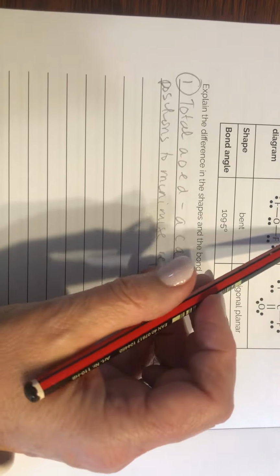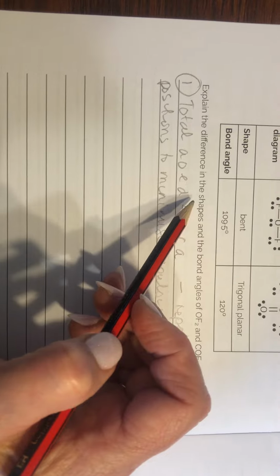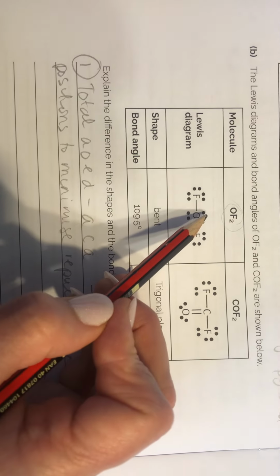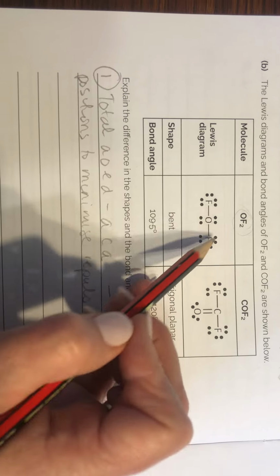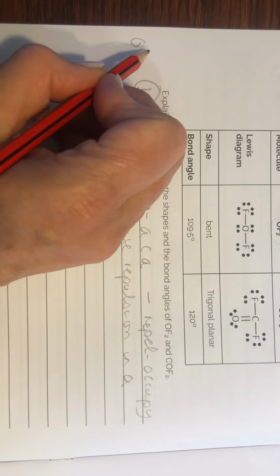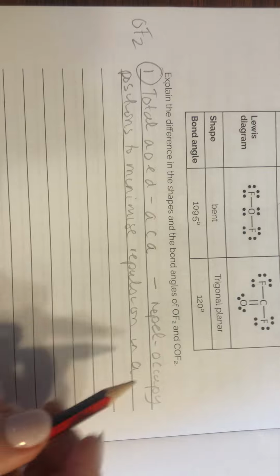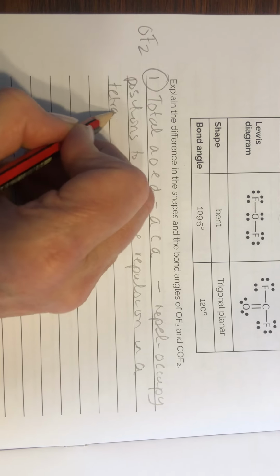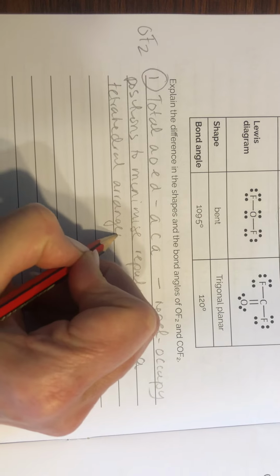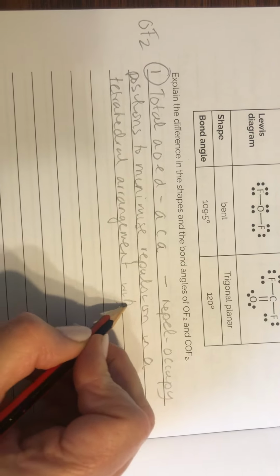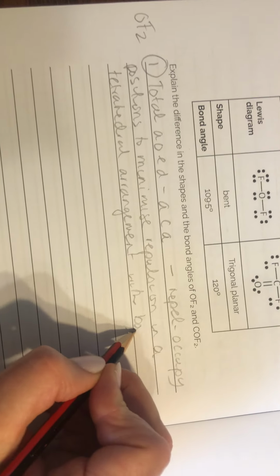So for instance, if we're talking about OF2 up here, it has got 1, 2, 3, 4 total areas of electron density around the central atom. So let's just say that we're talking about OF2. So that's going to be a tetrahedral arrangement. And it's going to have bond angles of 109.5.